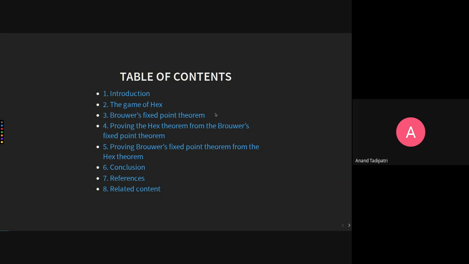Roughly, here's what I plan to cover. First, I'll introduce you to the game of Hex. Then I'll talk about the second important character in the story, which is Brouwer's fixed point theorem. And as I mentioned a while ago, we'll prove that the two are equivalent. And we do this in two steps. First, proving that Brouwer's fixed point theorem follows from the Hex theorem, and again, vice versa. And that's the main content of this talk.